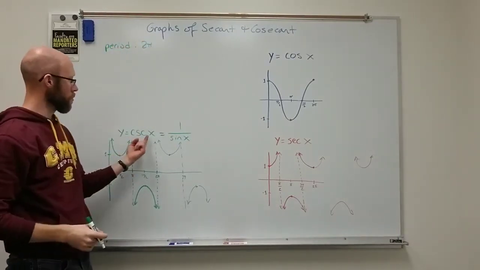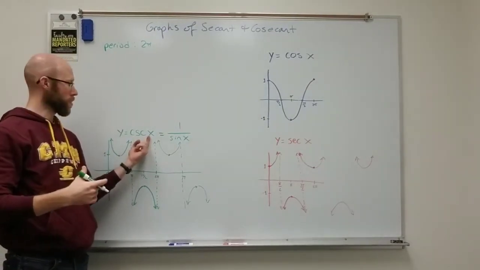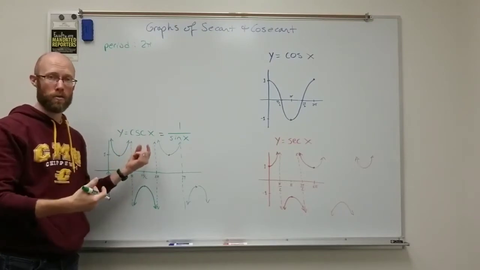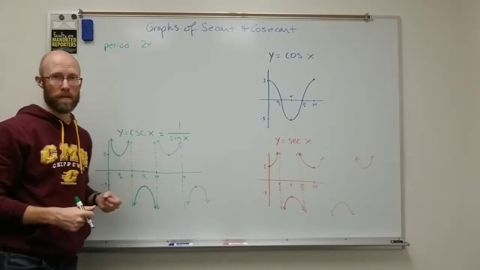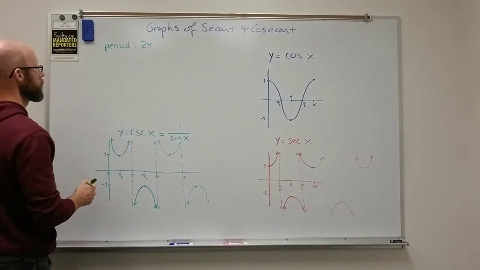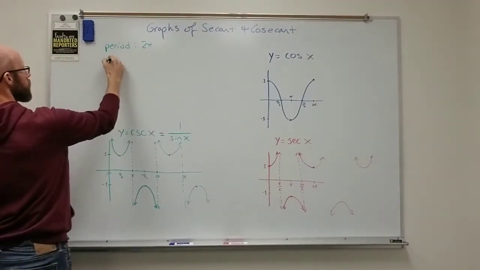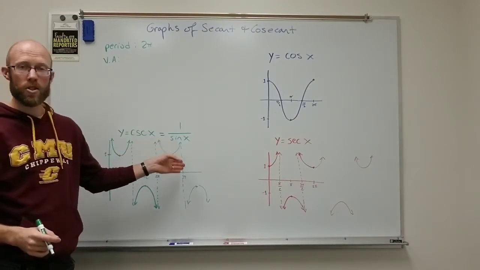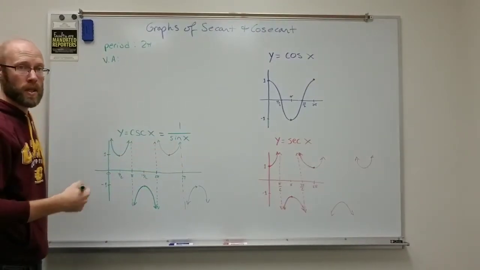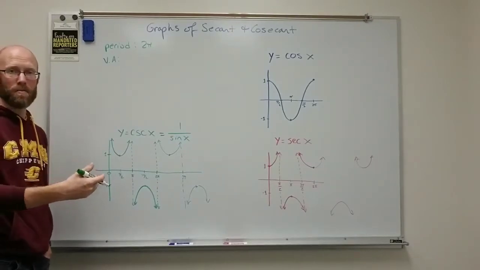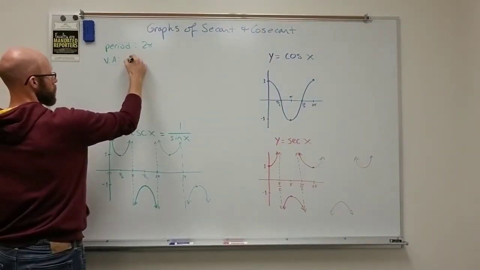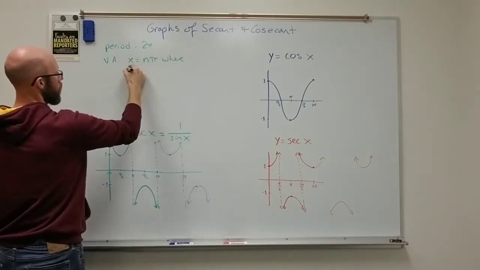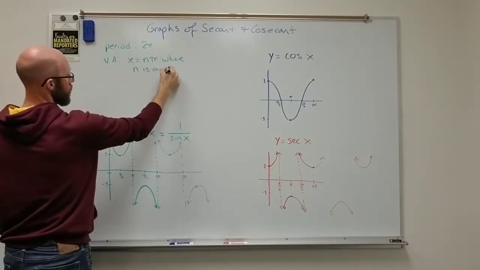Or when you multiply, remember we had, if we multiply on the inside in the argument, like b times x, it'd be 2 pi over b. It's the same sort of period formula. For the cosecant, the vertical asymptotes occur at every integer multiple of pi. So an integer would be like n times pi, right? So x equals n pi, where n is an integer.